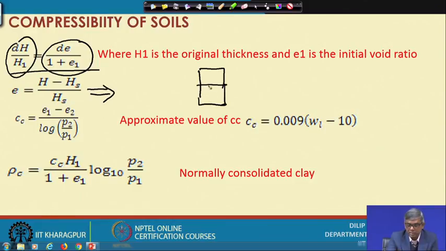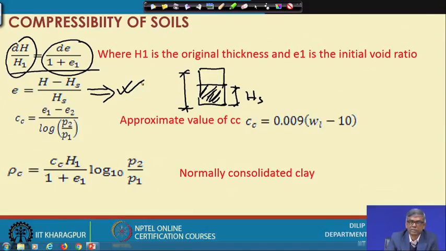So, if I idealize that the thickness of the solid is H s, and the total thickness is H, then I can define the void ratio as H minus H s by H s. This is important, and it is required sometimes when solving some problems.